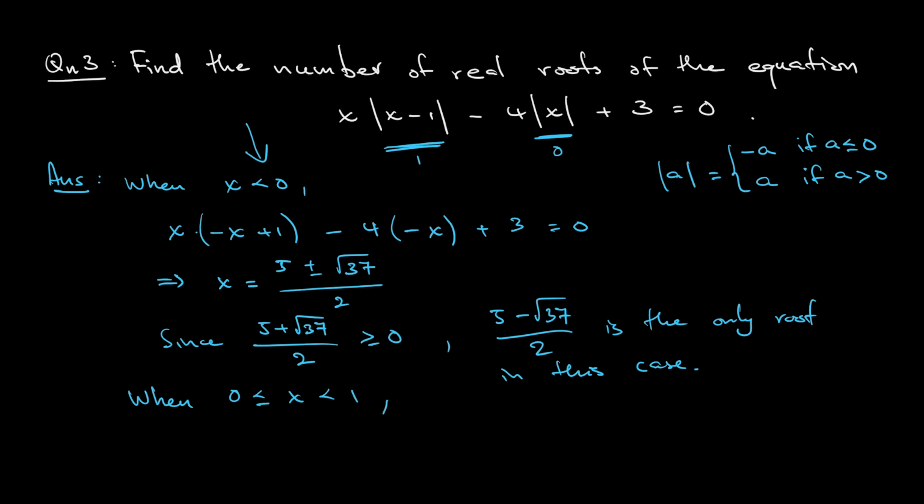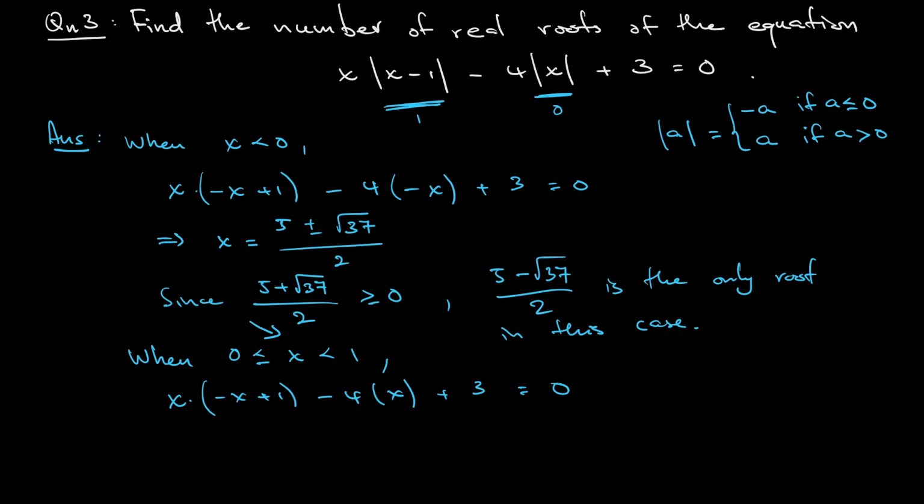Okay, so if x is in between 0 and 1, the equation will become x multiplied by x minus 1, which is still a negative value, so coming out of absolute value is negative x plus 1, minus 4 multiplied by absolute value of x. But now, because the range that we are considering is x in between 0 and 1, x is already positive, so coming out of absolute value is still maintained as x, plus 3 is equal to 0.